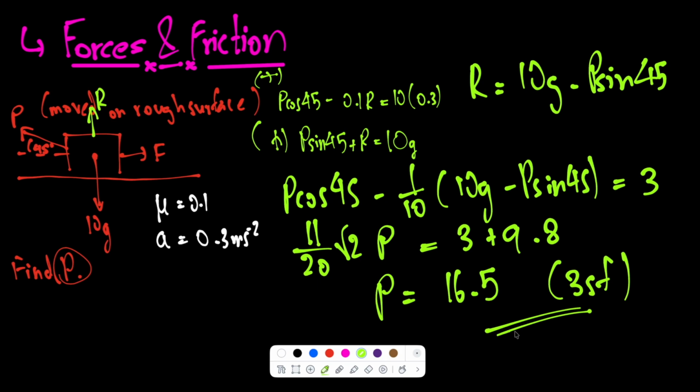And there we have it. I solved the simultaneous equations and obtained P equal to 16.5 to 3 significant figures. We have to always apply Newton's second law in these types of questions. Here, 10 times 0.3 comes from sigma F equals ma, which is Newton's second law for resultant force. So that's it for this video, and I'll see you in the next one.